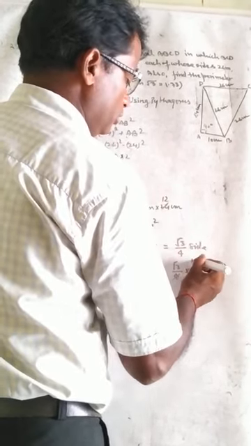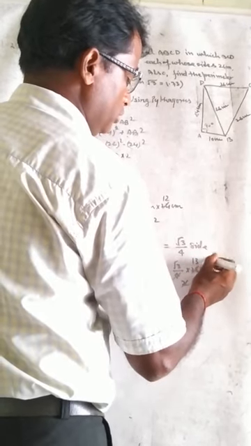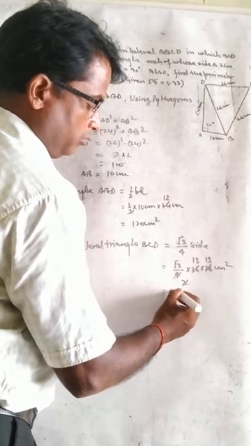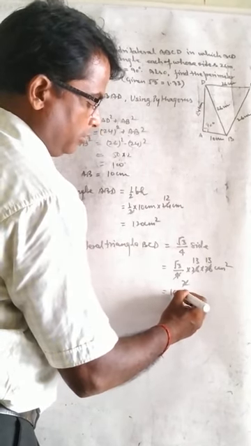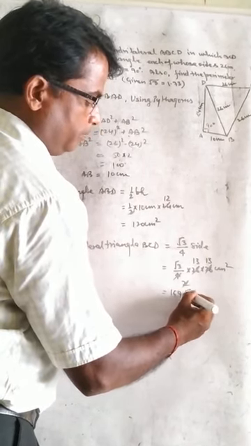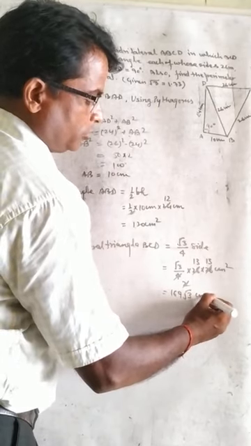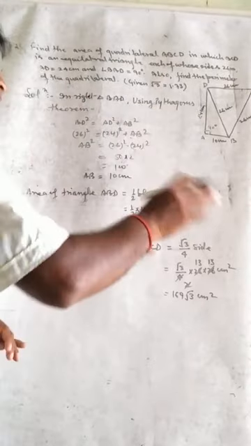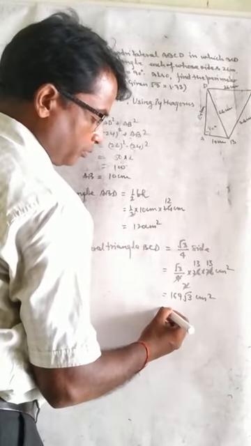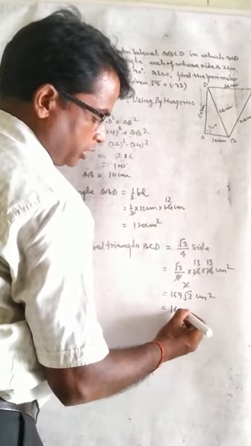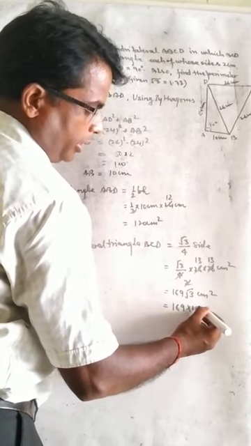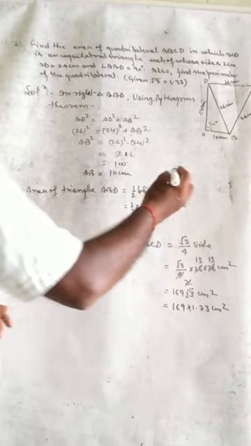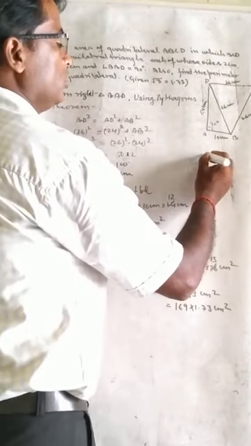2 13s are 26, 2 13s are 26, so 13 times 13 is 169, root 3 centimeter square. In this question also you see the value of root 3 is given. We will put this value also. 169 into 1.73 centimeter square. We put the value and multiply.